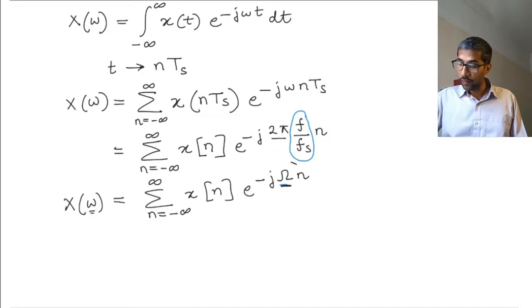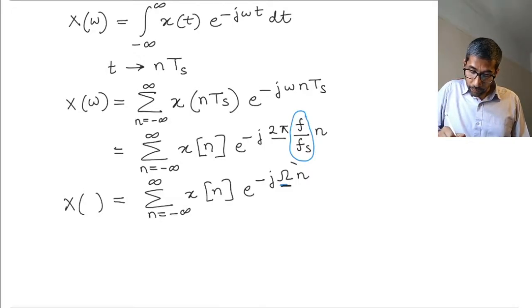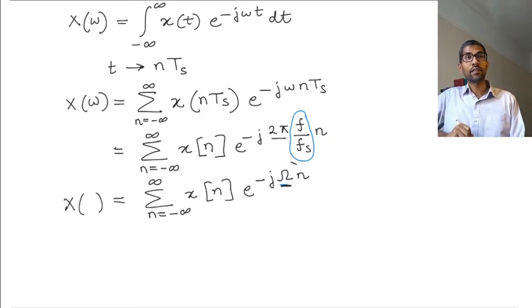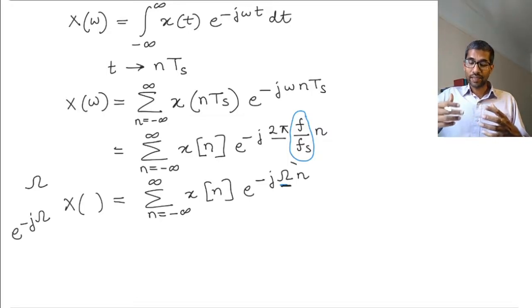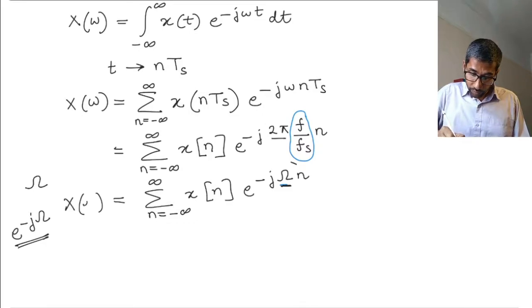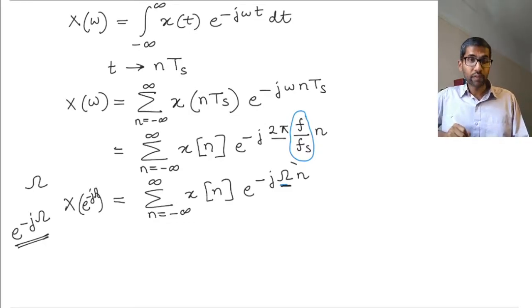So let me take this omega off, and what I could write instead is capital omega here, and that would be accurate. But instead of omega, it's customary to write e to the power j omega as the quantity that we write in X. What this term does is it tells us that the spectrum itself is periodic. We have already looked at it. So e to the power minus j omega, where of course omega is the normalized angular frequency.